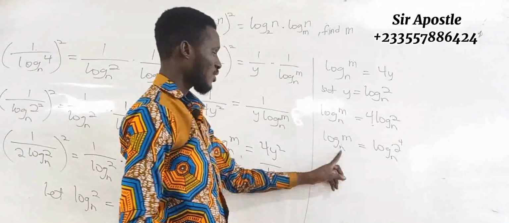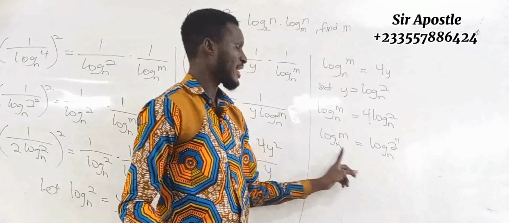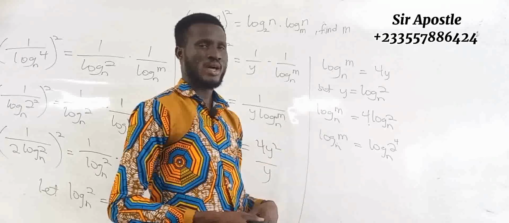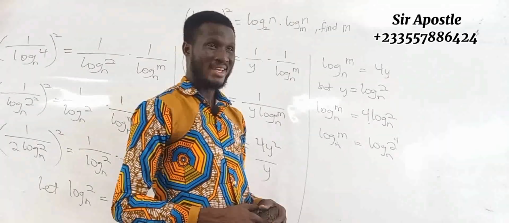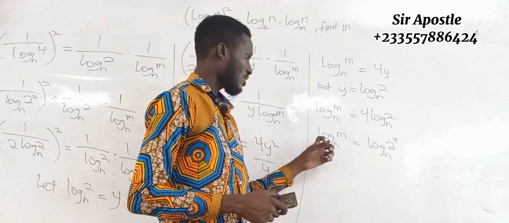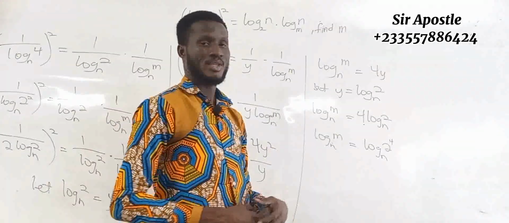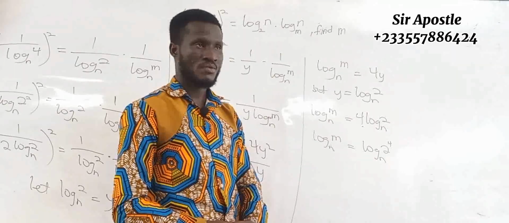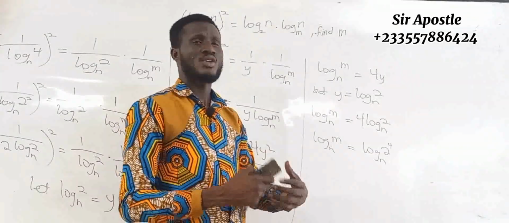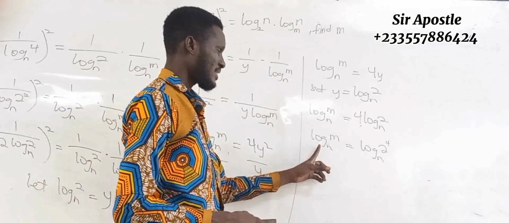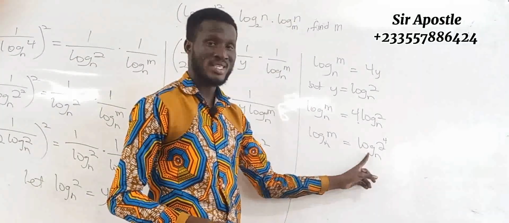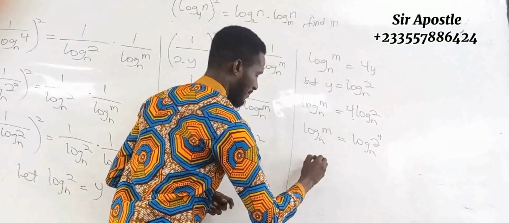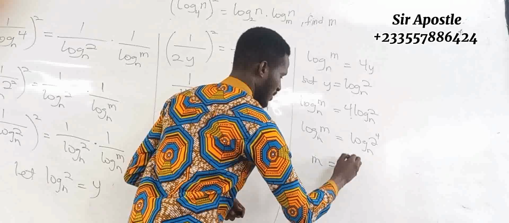Now at this point we have log base n on both sides, and they have the same base. Since they have the same base, we can multiply through by the inverse of log base n, or we take the antilog of log base n to both sides. It means that we are removing log base n. So since they are the same, log base n will cancel log base n. This and this will cancel. So I'm going to get m equal to 2 exponent 4.